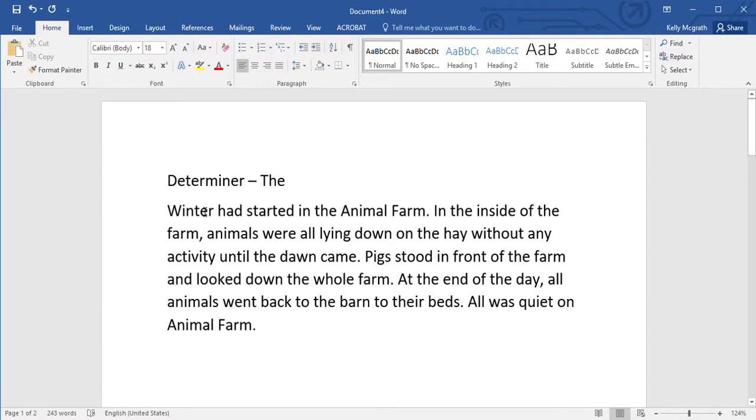Now, the other issue with this sentence is the word "the". It's been used incorrectly here. I'm going to explain why it's been used incorrectly in a moment, but for the moment, I'll highlight it so we can come back to it later. I'll keep reading. In the inside of the farm, animals were all lying down on the hay without any activity until the dawn came. Now, the problem with this sentence is the word animals, so I'm going to highlight that and I'll come back to that in a moment.